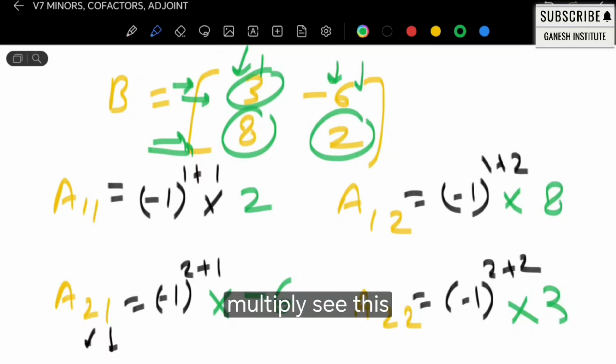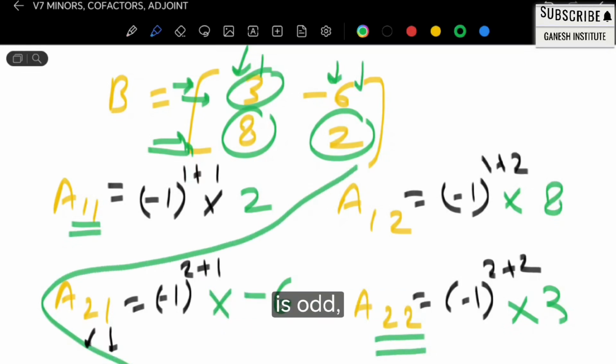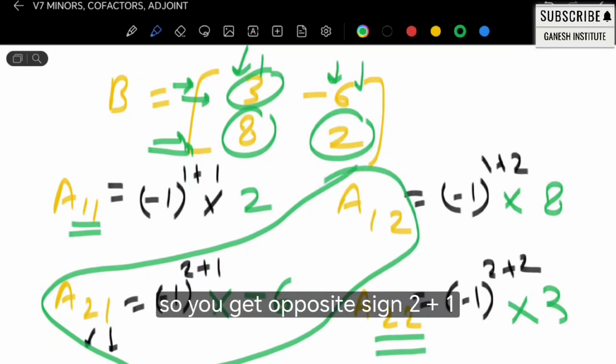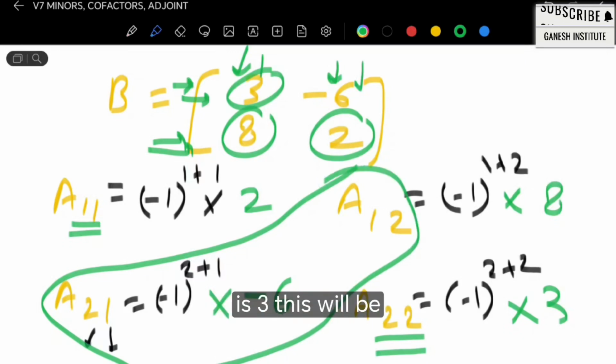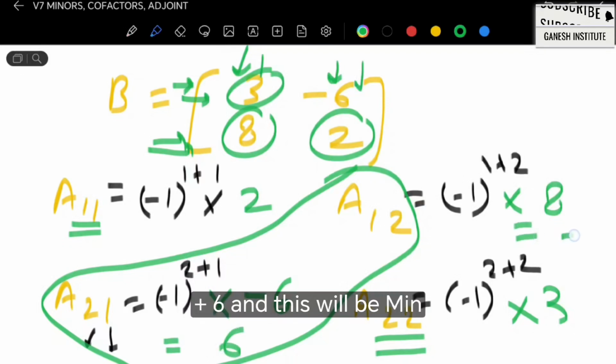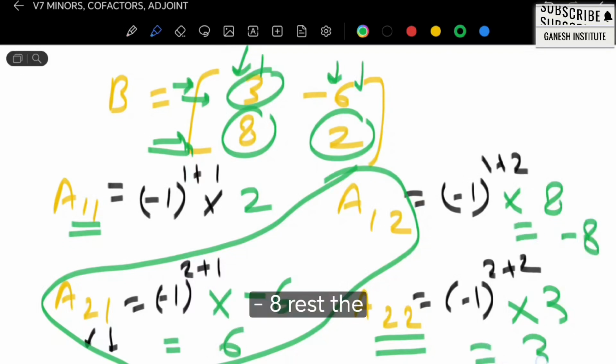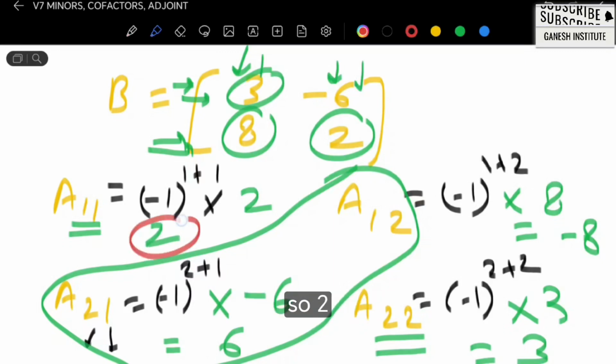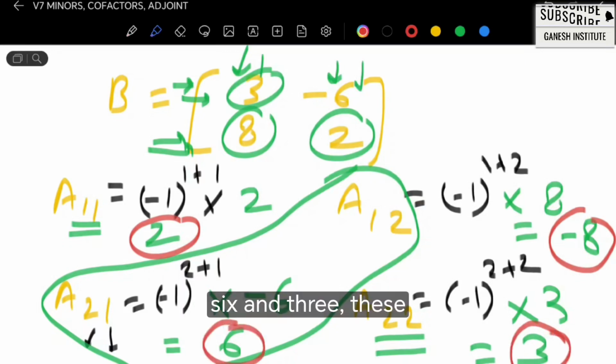Multiply. See, this is even. 1 plus 1 is even. 2 plus 2 is even. This is odd, so you will get the opposite sign. 2 plus 1 is 3. This will be plus 6 and this will be minus 8. For the rest, the sign will be the same. So 2, minus 8, 6 and 3.